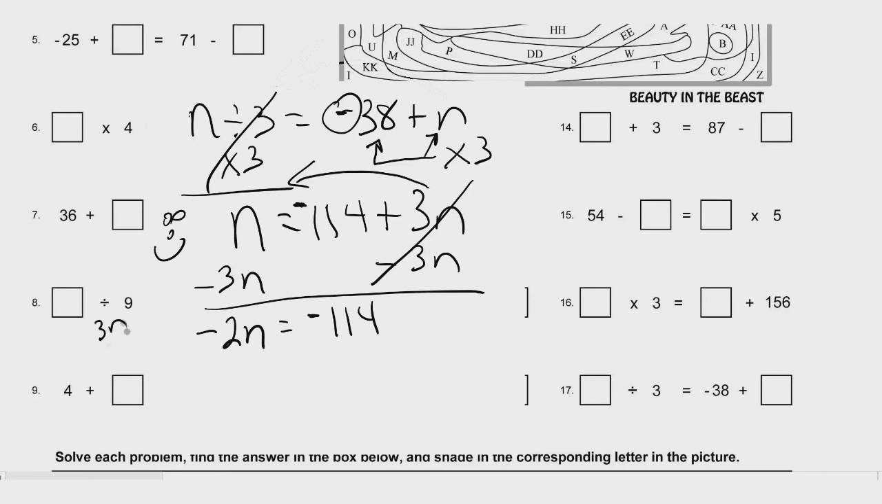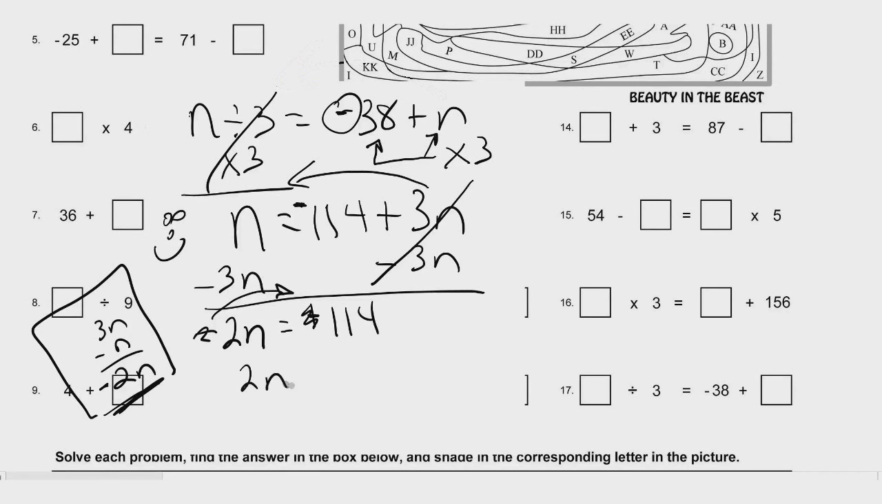And you could just do 3n minus n gives us 2n, and since there's more negatives, it would be a negative 2n. All right? So we have negatives on both sides. If I send the negative to the other side, it becomes positive, or you could just cancel them out. And you end up with 2n equals 114. I am going to divide by 2, divide by 2. This gives me n equals 114 divided by 2, which would be what? 57. So 57 goes in our box.